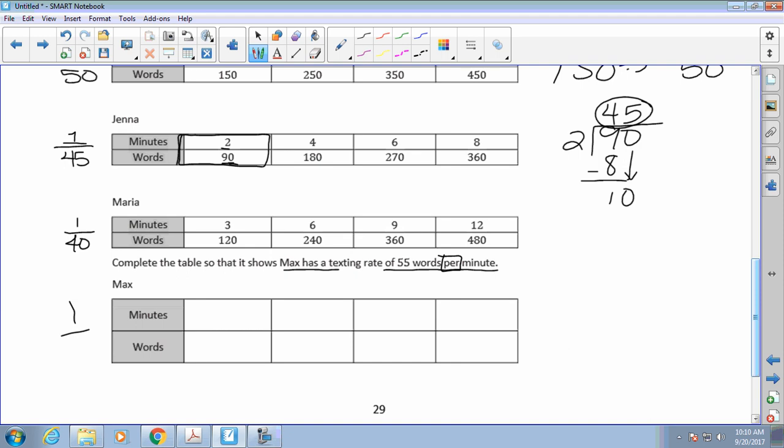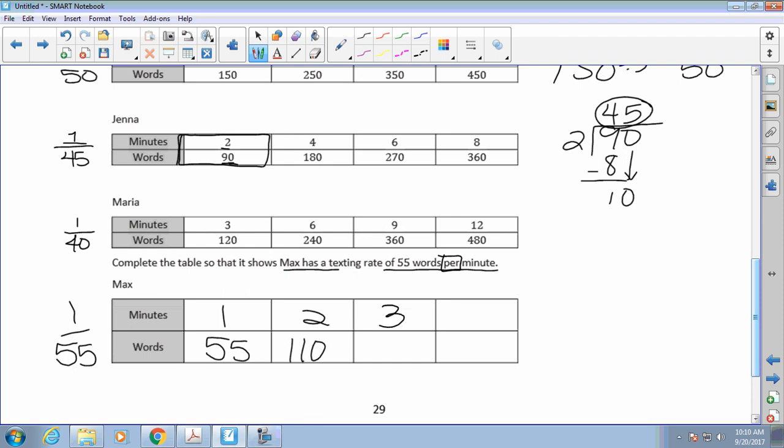Trisha. 55? Perfect. Yeah, so let's fill this chart out for Max. 1 minute, 55 words. What would 2 minutes be? 2 minutes would be what, Nathan? 2 minutes and 110 words. 2 would be what again? It would be 2 minutes and 110 words. Very good, 110 words.